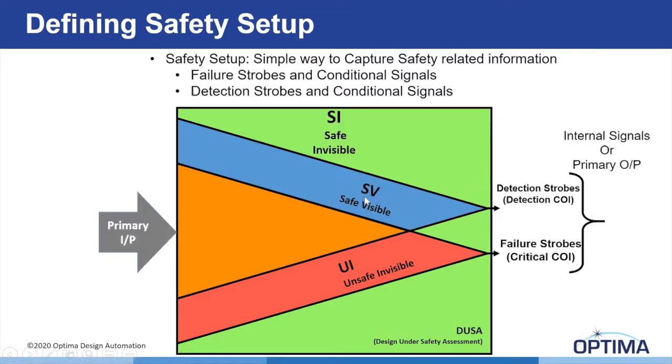Similarly, we can call a fault occurring in this blue region SV: safe because the fault is not ending up at failure, visible because it's ending up at the detection strobe. UV are the faults between these two COI regions. This is the intersection of the blue region and the red region. We call them UV, which is unsafe visible. Unsafe because they end up in the failure strobes. Visible because they end up in the detection strobes. So these are the potentially detectable faults, and this is the area of interest for further analysis.